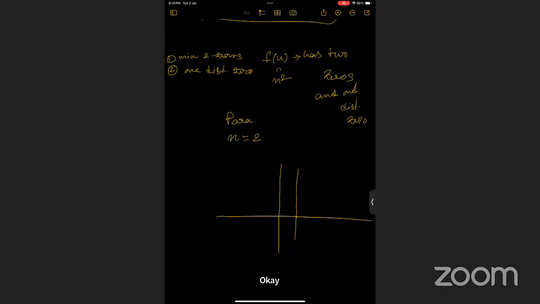Multiple choice question. If it was a single choice question, I would have gone with one distinct zero. Well, I'm just thinking about whether the question is a trick, where they want to say that there are two zeros, but they are the same. But the values of the two zeros are equal. No, no. See, one distinct zero means there is only one zero that is distinct.